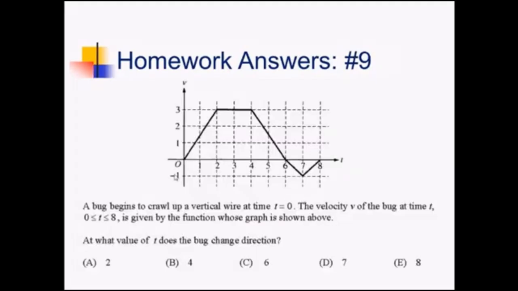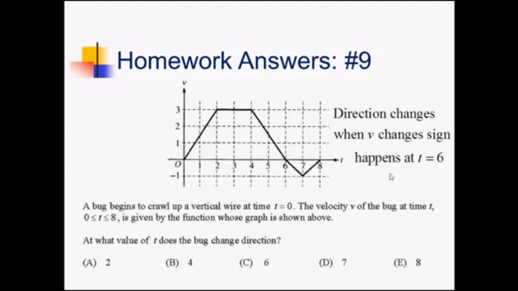On this problem, we have a bug beginning to crawl up a vertical wire at time t equals 0. Velocity is shown in this graph here between 0 and 8. And we want to know at what time t the bug changes direction. So the key here is recognizing that they have given us the graph of the velocity, not the position or the height or anything like that. And we know that the direction is going to change when the velocity changes its sign. So looking at our graph, the only place that actually happens is here at 6, where we're changing from positive velocity to negative velocity. So since that happens at 6, we can say choice C is our answer.